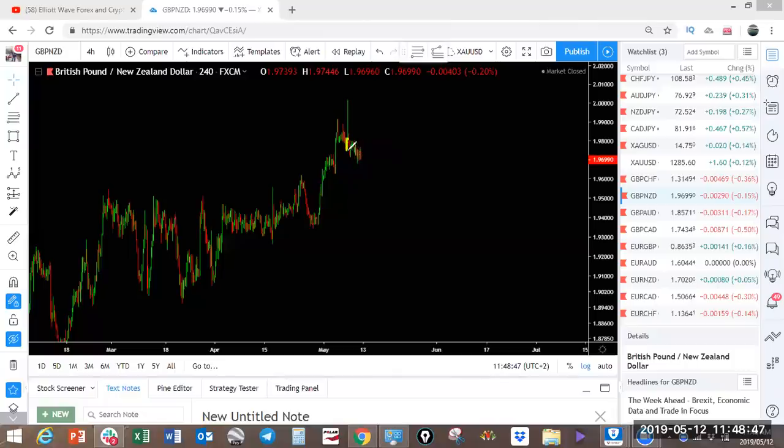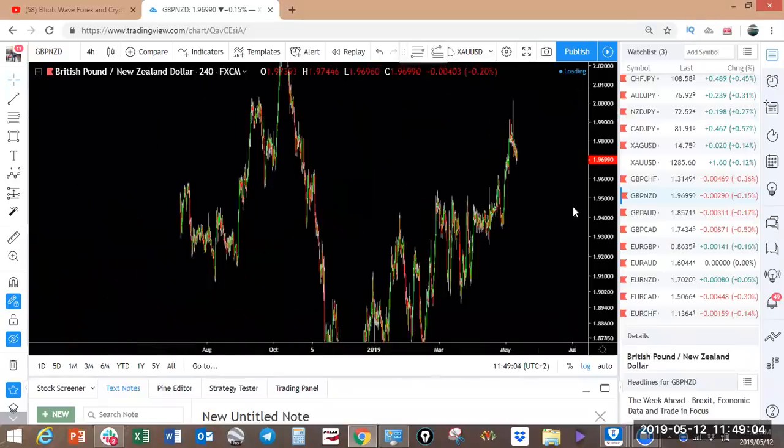So this is not a corrective structure yet, guys. A corrective structure is in the opposite direction of the impulse. So for now, you still have a motive wave up to this point. You want a corrective structure to do that. Then you'll take it down. For now, you don't have anything. Okay, that's pound New Zealand there.